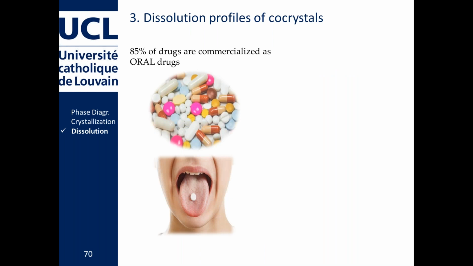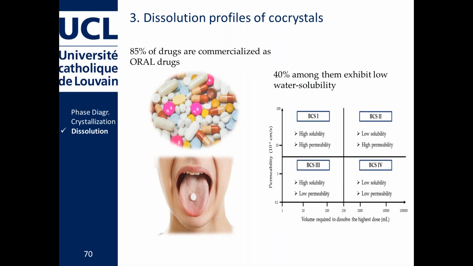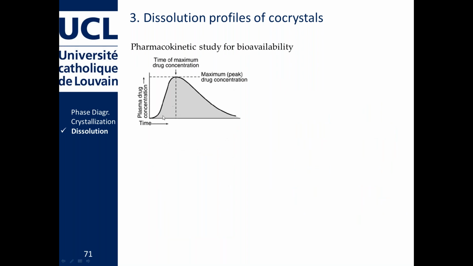And why do we look at the dissolution profile of co-crystals? Well, what you have to know is that 85% of drugs are commercialized as oral drugs. Lately, a lot of them exhibit low water solubility due to the complexity increase of the molecules. So they're classified BCS2. BCS2 means low solubility and high permeability. Now, what you look at when you look at drugs is how the plasma concentration, so it's pharmacokinetic studies, changes over time. Because what you actually want is for your drug either to have a long delivery in your body or to have a high concentration at a given moment so that your drug is actually active.